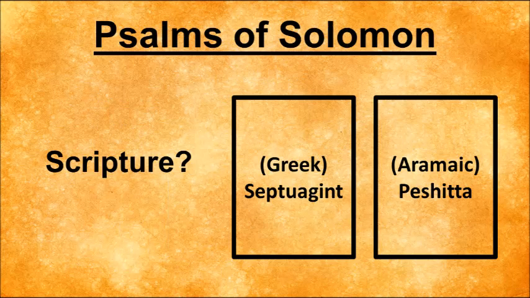The Psalms of Solomon. These 18 psalms are not part of any official canon of Scripture today, but they have been found in the Greek Septuagint and the Aramaic Peshitta. The actual author of the psalms is unknown. They are called the Psalms of Solomon because Psalm 17 in this work is very similar to Psalm 72 in the Book of Psalms, which is attributed to Solomon.